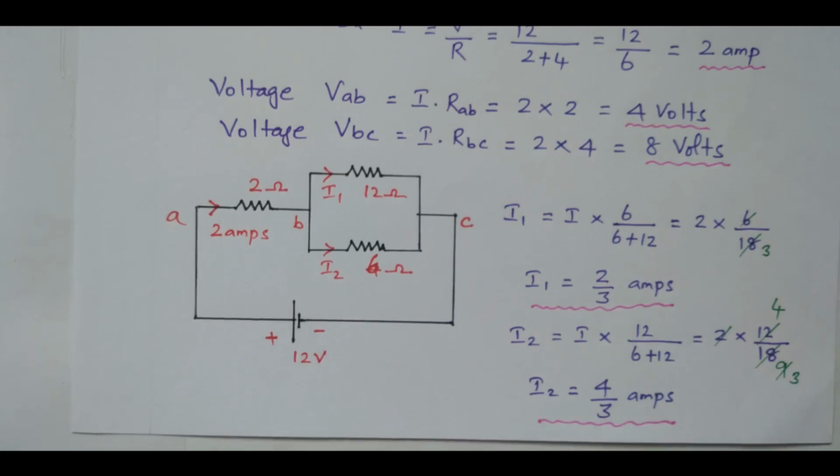So in the current division rule, we need to follow: current in any branch equals total current multiplied by the other branch resistor divided by total resistor. Right? So in this problem, we calculated all the values. That is the total current, the current flowing through 12 ohm, the current flowing through 6 ohm, as well as the voltage drop across AB and BC. These values are calculated. Now we'll go to the next problem.